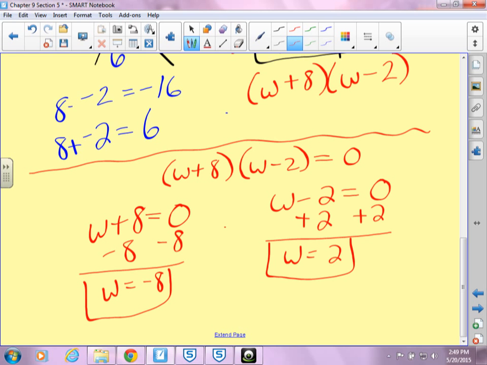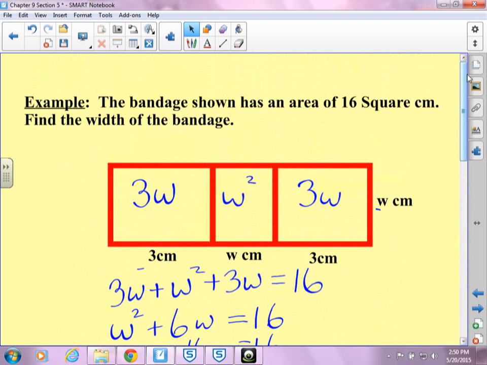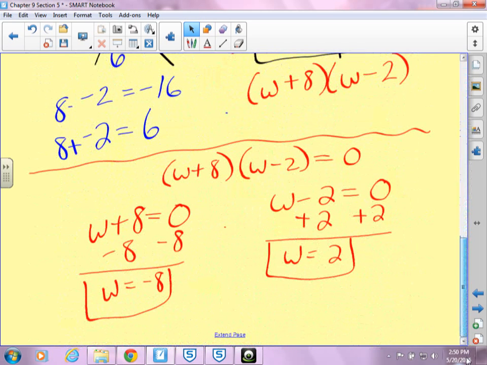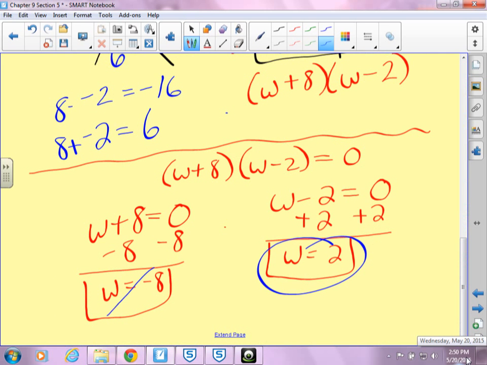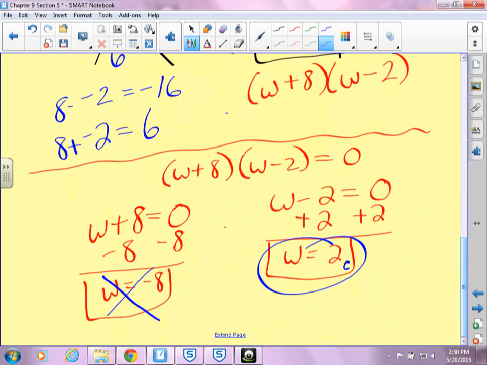However, if I'm talking about the dimensions of a rectangle, which is what this bandage is, okay, can I have a negative 8 for width? Hopefully you say no. No, you can't. So which answer is the best? Well, my answer is 2. It's not negative 8 because I can't have a negative number for a width. So this would be 2, and then the label would be centimeters. So this would be 2 centimeters.